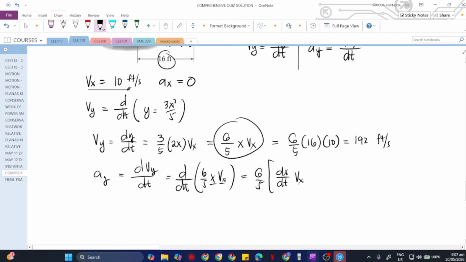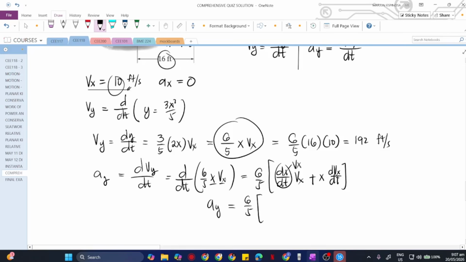Bale, we are using a product rule here: u dv plus v du. Plus, copy natin yung x. Derivative ng vx is equivalent to acceleration x, or that is simply dvx over dt. With respect to time tayo class ha. So, yung a sub y natin would be equivalent to 6 over 5. Yung dx over dt, similar lang yan sa vx, no? So, therefore, we have here vx squared.